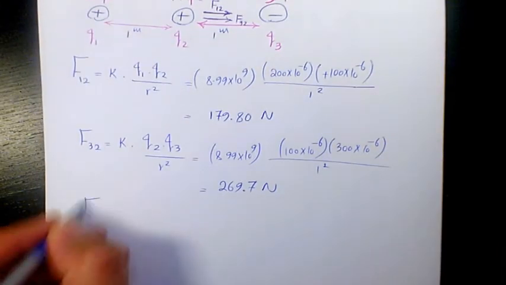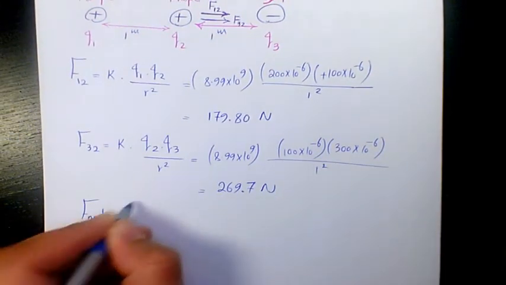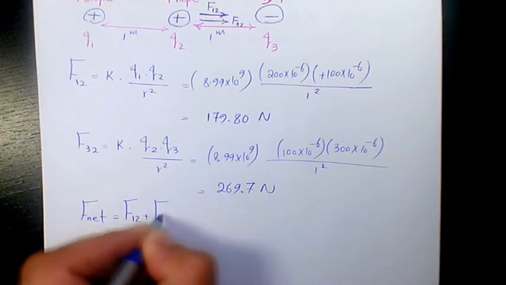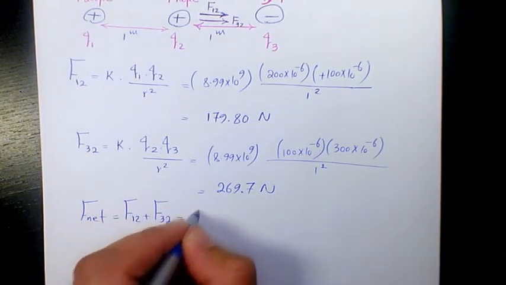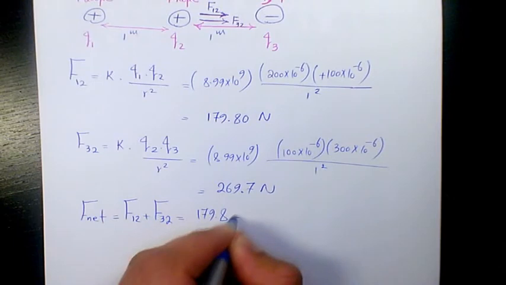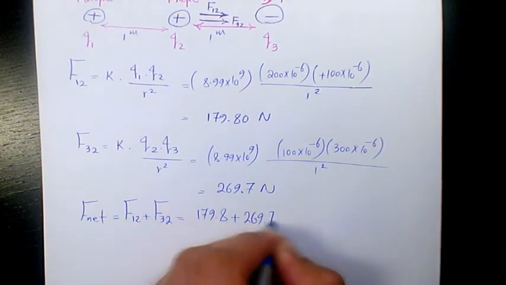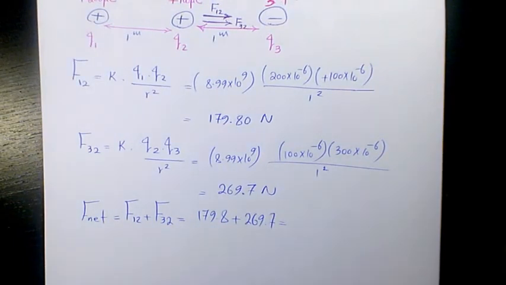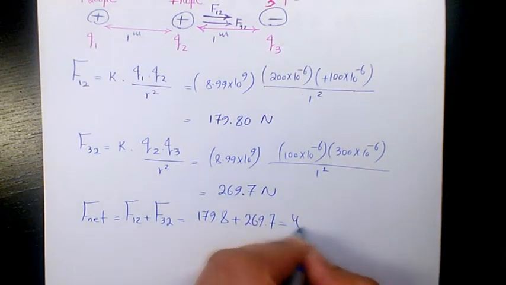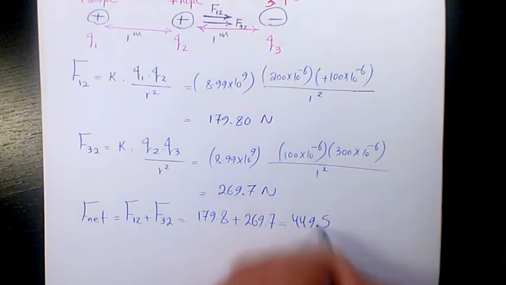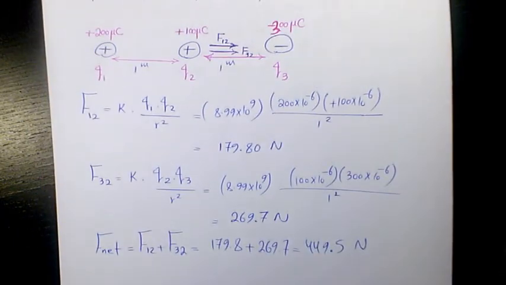So F net is going to be the summation of these two, F12 plus F32. So we have 179.8 plus 269.7. That will be 449.5 Newton. That's the F net.